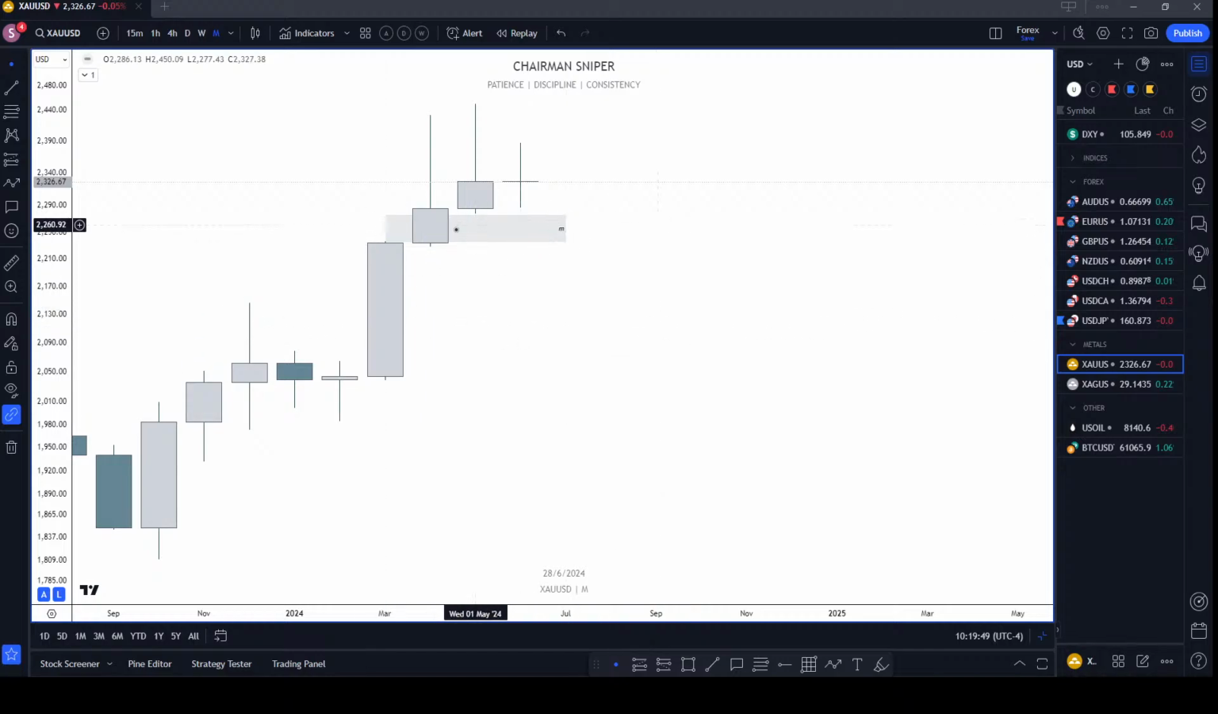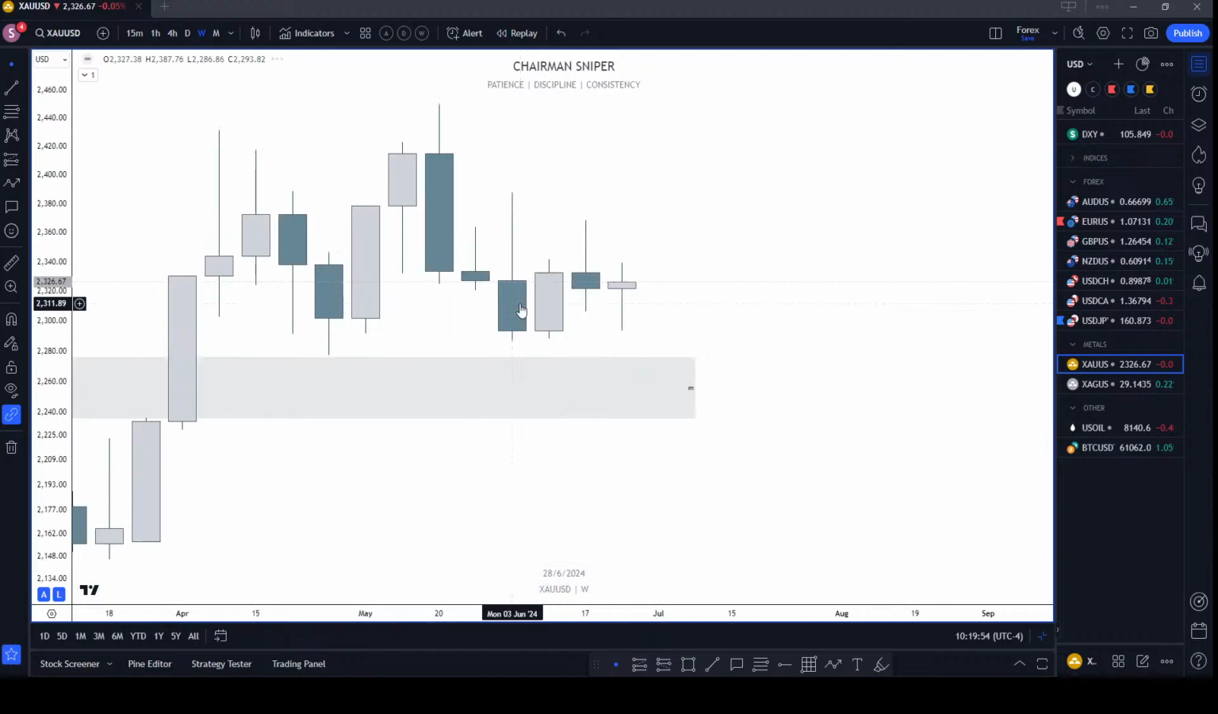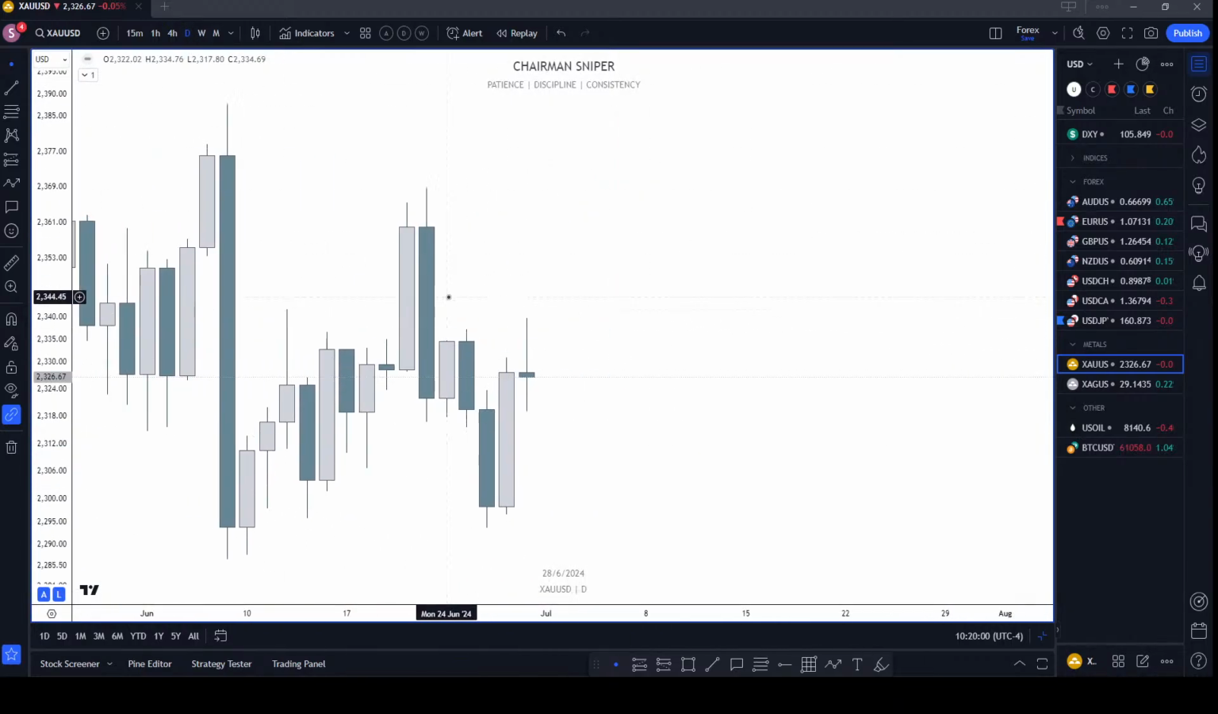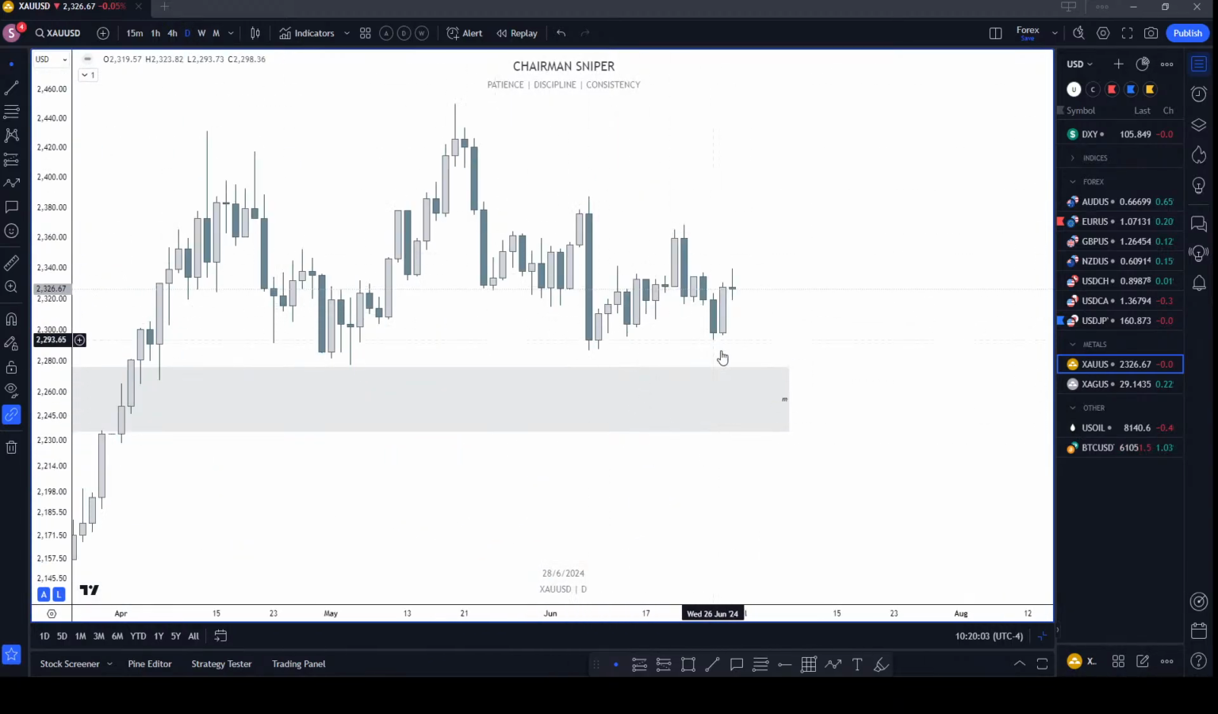On gold, we still have this monthly POI right here that we're looking to get back into. On the weekly, there's really nothing to say. It's just consolidation. On the daily, we have been trying to push lower into this POI, but we seem to be engineering a ton of liquidity. So people who are buying gold, thinking that it will go higher, are creating all these potential fake bottoms. As you can see, price is literally not going anywhere.